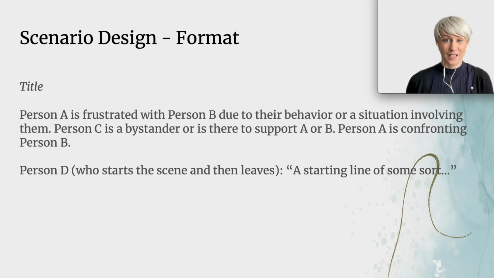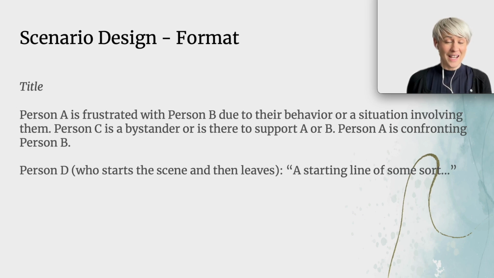So first you will have the title of your scenario, and then all of them are built in the same way. So you have person A that is frustrated with person B due to their behavior or a situation involving them. We then also have person C that is a bystander or is there to support A or B. And person A is confronting person B. Then we have person D who starts the scene and then leaves. And then we have a short little starting line of some sort.